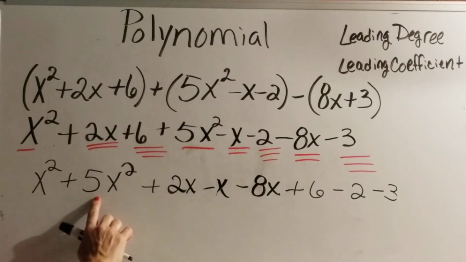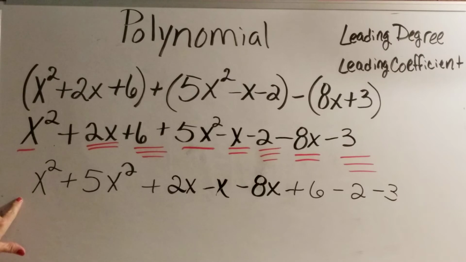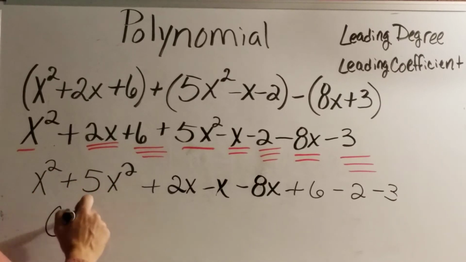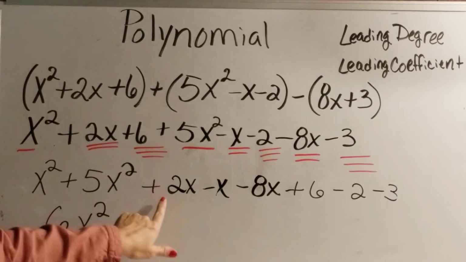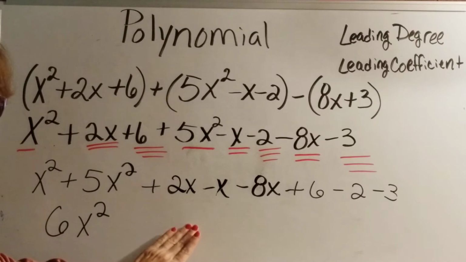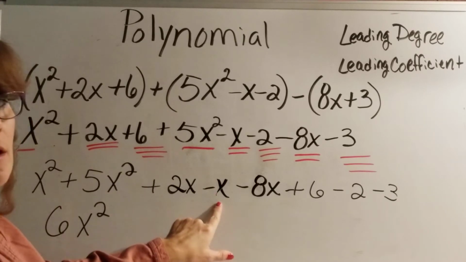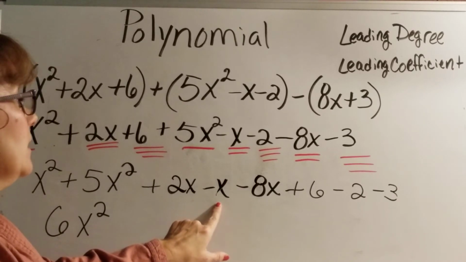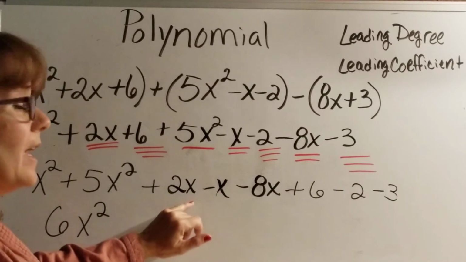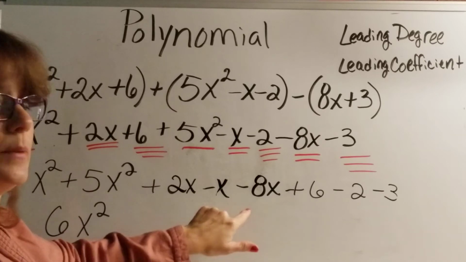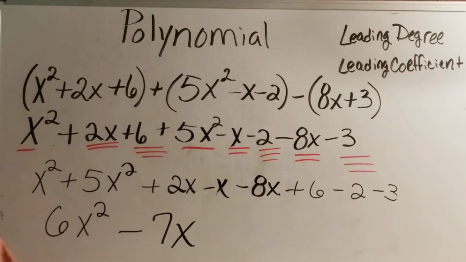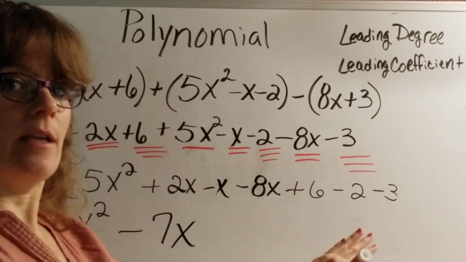X squared plus 5x squared, that's the same as saying 1x squared plus 5x squared. That is 6x squared. I have a positive 2x, so another way to look at this is I have $2 in the bank. I spent $1, so now I just got $1 left. And then I turn around and spent $8. So if all I had is $1 left in the bank, I spent 8, I'm in the hole, $7. So let's use that same format here.